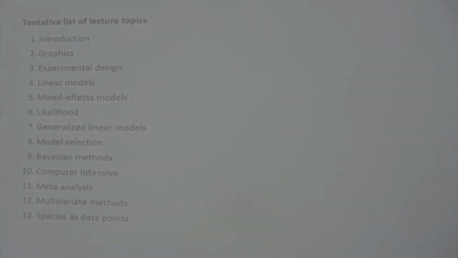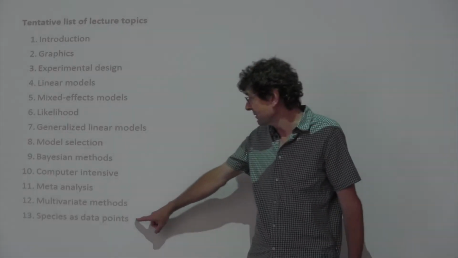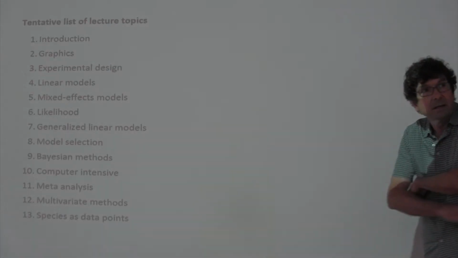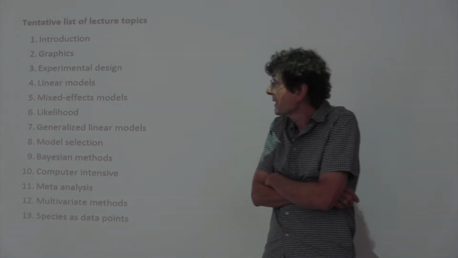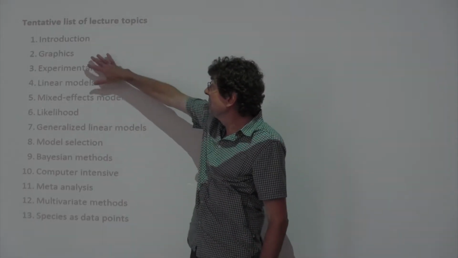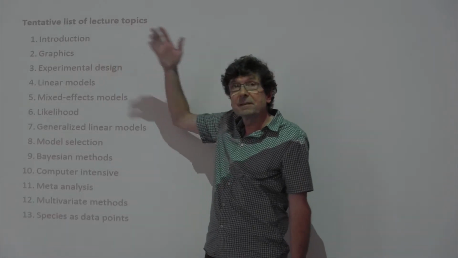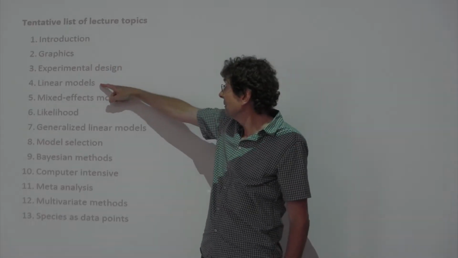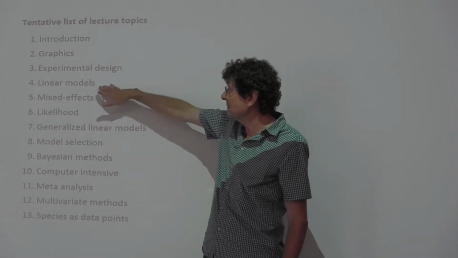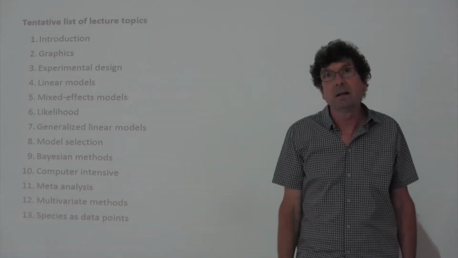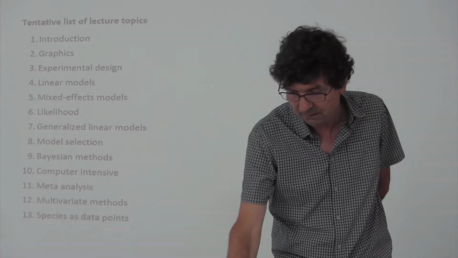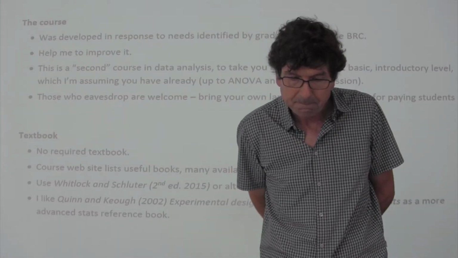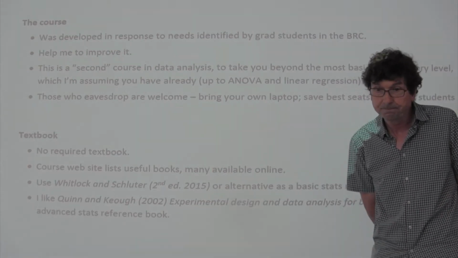So here's a list of lecture topics. I say tentative, but it's pretty much set in stone. Every once in a while I think about changing the last one, but I haven't done that yet. We're going to basically do some basic stuff on graphs and experimental design, and then we're going to do linear models, and pretty much everything that comes afterwards is founded on some of the principles that we've learned in the linear models section. So that will be really where we start doing hardcore data analysis.